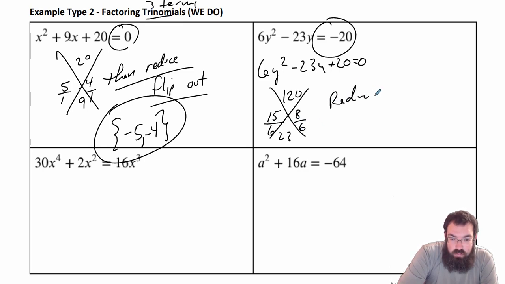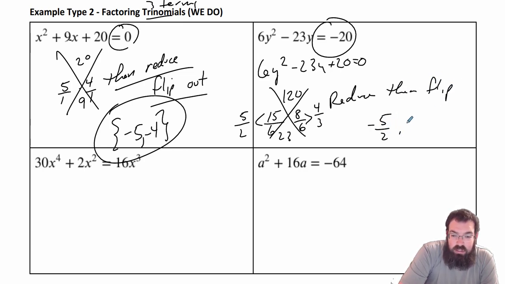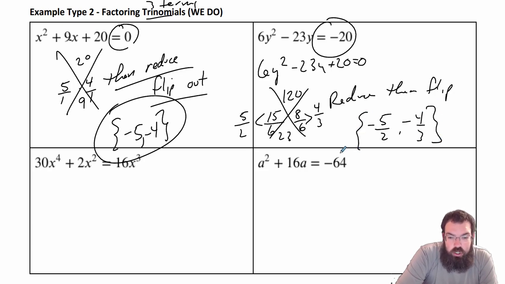Reduce. So this is divide by 3, that's 5/2. Divide by 2, that's 4/3. Then flip. -5/2, comma, -4/3. Curly brackets, you're done.